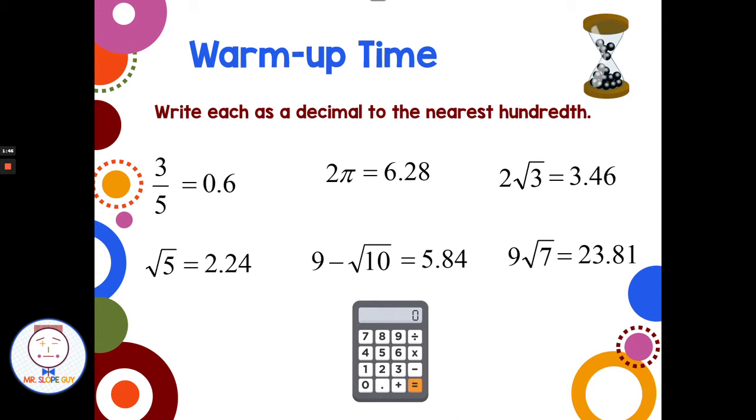So that's going to help us at least be able to change these to decimals, and then we can make some comparisons, because once I have decimals, I can think of these as money. I think of 0.6 as 60 cents, 6.28 as $6.28, $3.46, $23.81, $5.84, $2.24. Comparing money always makes things easier to relate to, so comparing those decimals is just like comparing some good old money.